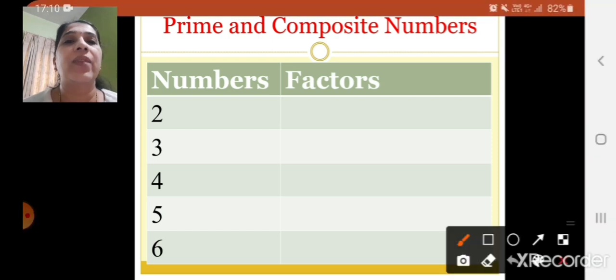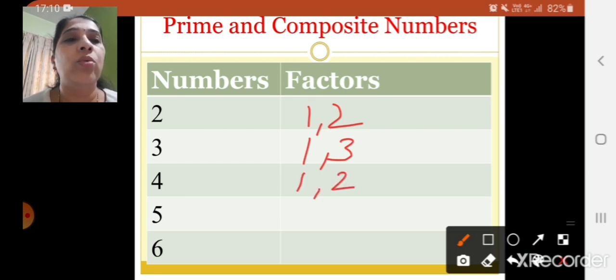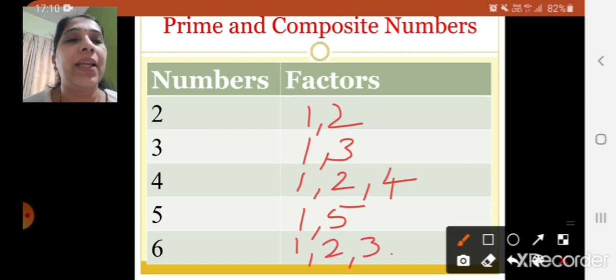Now let's start. Now the number 2, right? So what are the factors for the number 2? 1 and 2, right? Then number 3, 1 and 3. Number 4, 1, 2, 4, right? Then next number is 5. So 1, 5. Next number is 6. So 1, 2, 3, 6. Right? So these are the factors.